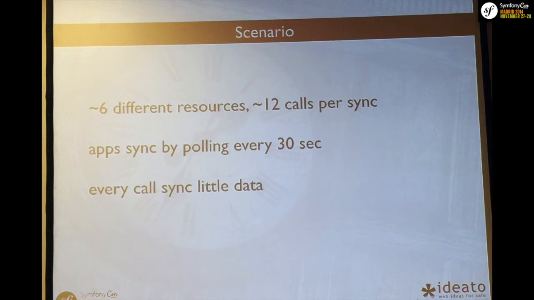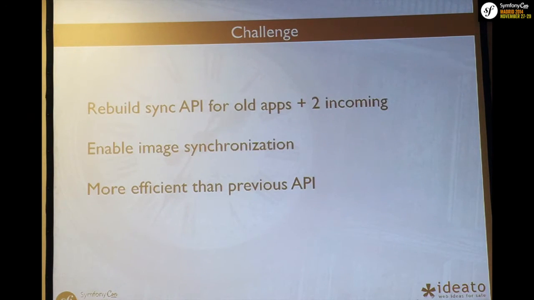But every call syncs very little data. So basically the scenario was at certain time of the day, the server was flooded by requests. They transferred almost nothing. So the challenge for us was to try to rebuild this synchronization API for the old applications, plus 2 more applications incoming, and enable image synchronization, which was not possible in the previous API, and of course to provide them a more efficient way to do this kind of stuff.